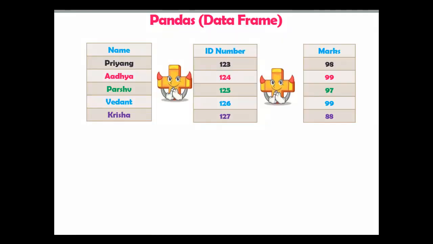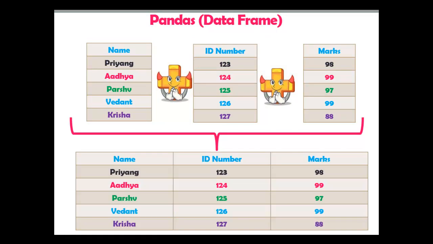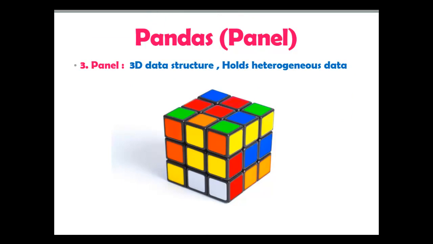Next, as I said, a Pandas data frame is a combination of Pandas series that you can see over here. So if we combine different Pandas series, we can create the data frame. So a Pandas data frame is nothing more than a combination of Pandas series. Now, the third data structure, panel. A panel is a 3D data structure that holds heterogeneous data. But in this tutorial, we will work on Pandas series and Pandas data frame.